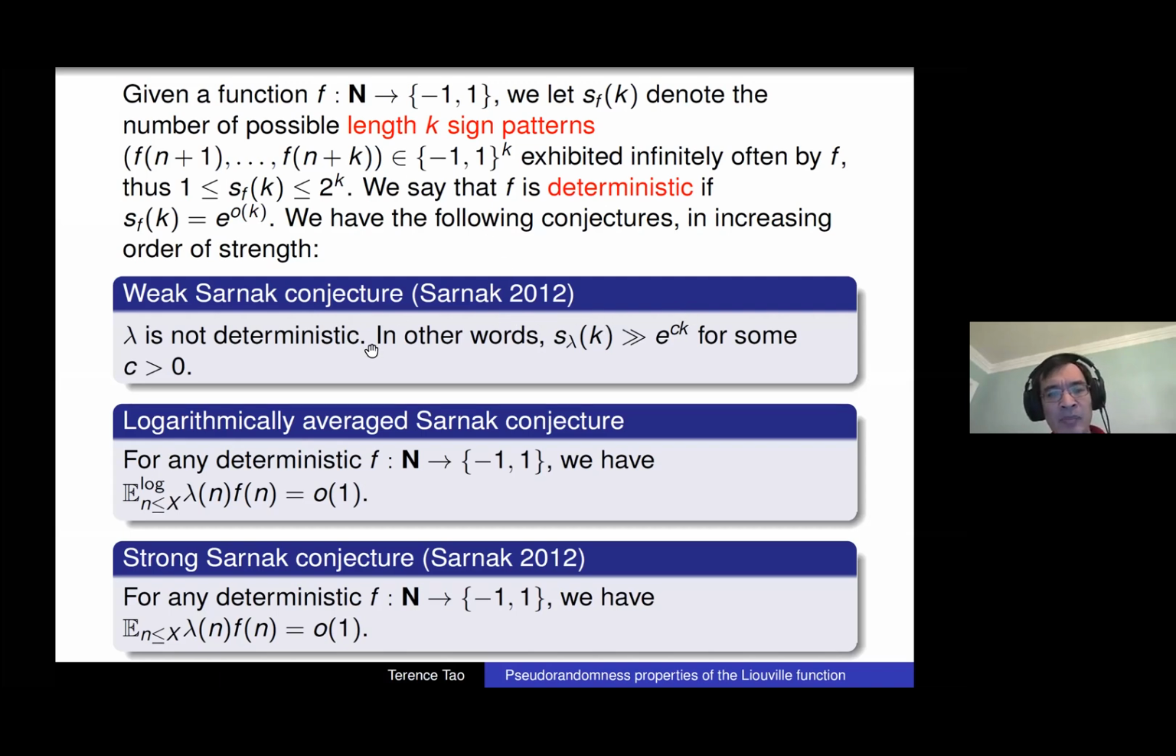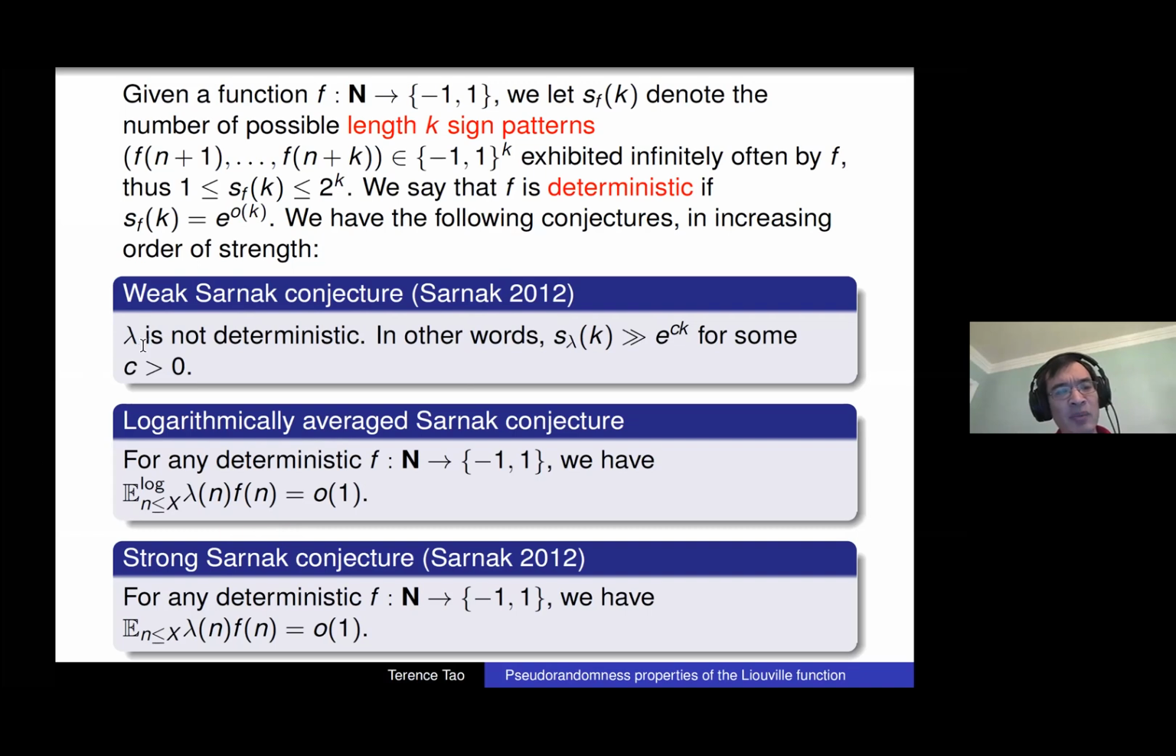There's a bunch of conjectures in this regard. Sarnak in particular made some famous conjectures. There's the weak one and there's a strong one, and then there's an average version of the strong one, which is in between the weak and the strong conjectures. The weak conjecture says that lambda is not deterministic. So that means the number of sign patterns of lambda should grow exponentially in k. So that's the weak conjecture.